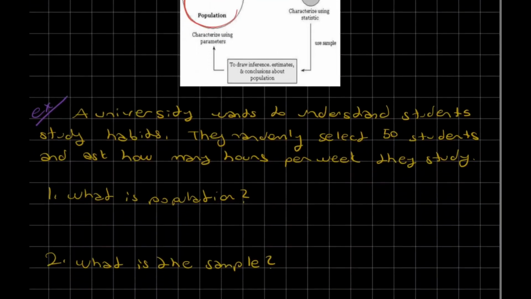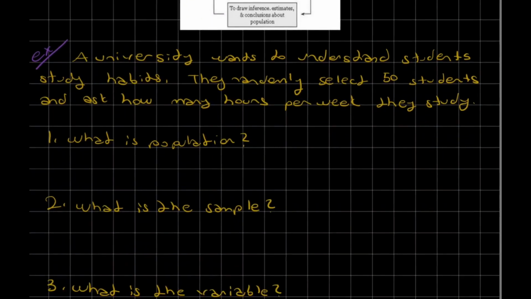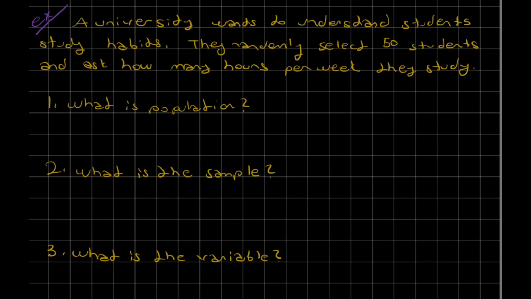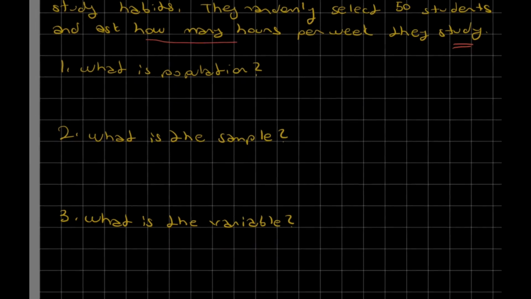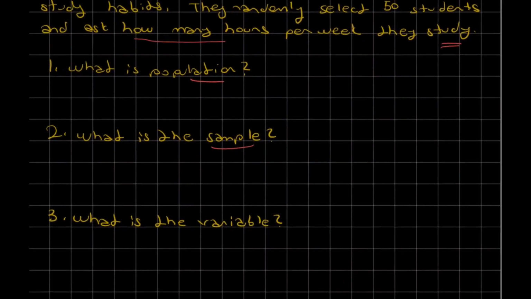And if you don't understand well, you can understand here. We have to go through some examples to learn very well. A university wants to understand student study habits. They randomly select 50 students and ask how many hours per week they study. So what is the population? What is the sample? What is the variable?